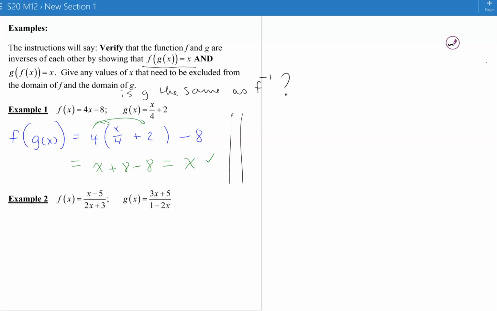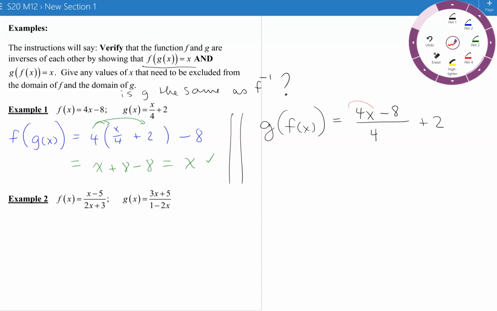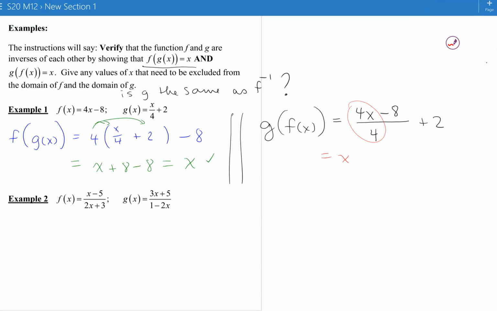So now we need to show also that g of f of x will get us back to x. So g says take whatever the input is, divide that by 4, and add 2. And the input now is f of x. So 4x over 4 is x, negative 8 over 4 is minus 2, and then plus 2. And so we got x.